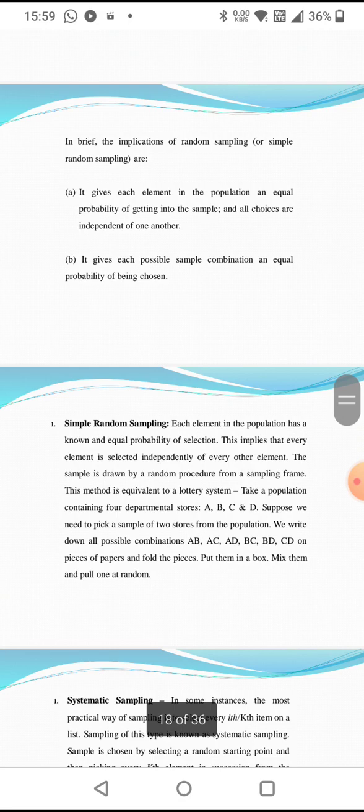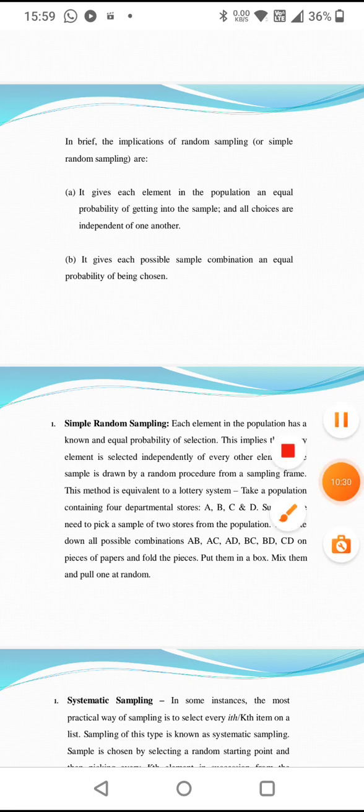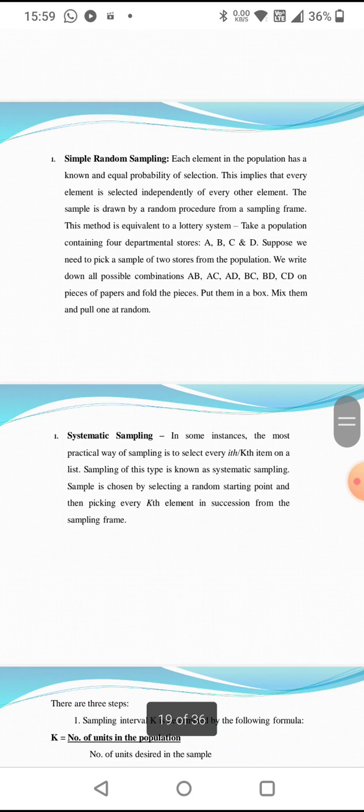In brief, the implications of random sampling or simple random sampling are: it gives each element in the population an equal probability of getting into the sample, and all choices are independent of one another. It gives each possible sample combination an equal probability of being chosen together. Next is simple random sampling. Each element in the population has a known and equal probability of selection. This implies that every element is selected independently of every other element. The sample is drawn by a random procedure from a sampling frame.